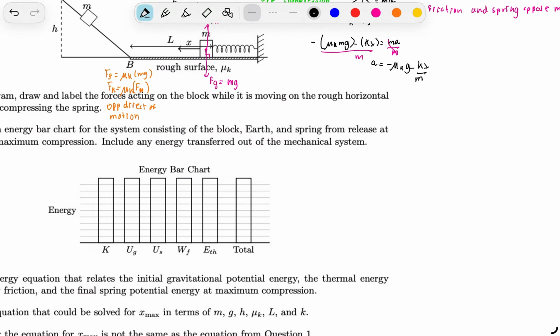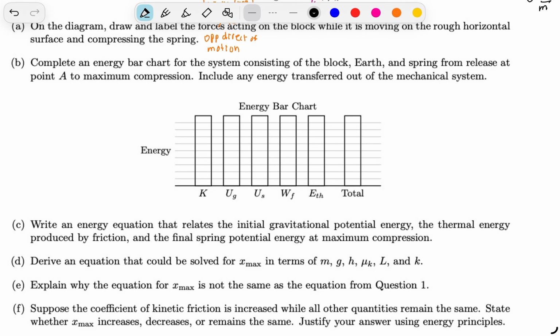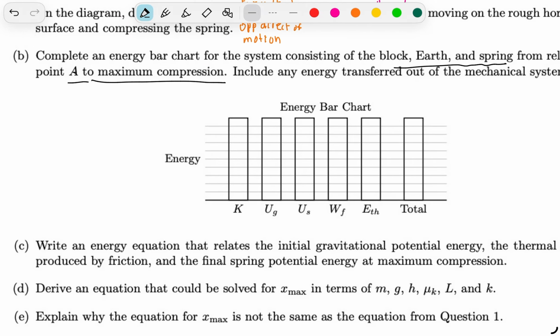So now for our energy bar chart, we are going to complete the chart for the system including the block, earth, and the spring from released at point A to the maximum compression. So let's talk about point A first. When we are at point A, your initial kinetic energy is equal to 0 because you're at the very top. Your UG initial is going to equal mgh, and your spring energy is equal to 0 as well because you have not made contact with the spring.